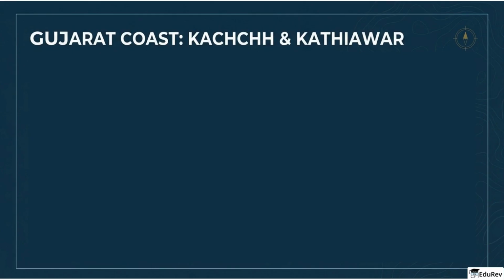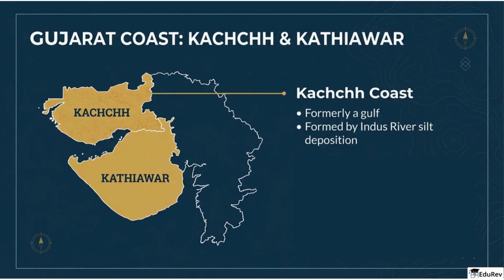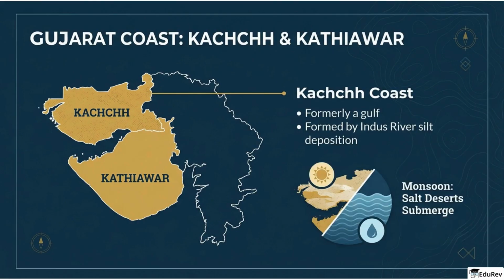Now begin from the northwest. Gujarat coast, Kutch and Kathiawar. Kutch coast was once a gulf. Over time, silt deposition from the Indus reduced it. The Rann of Kutch is a salt marsh. During monsoon, large parts get submerged due to tidal and rainfall effects. This is a depositional and tidal landscape, not a typical sandy beach coast.